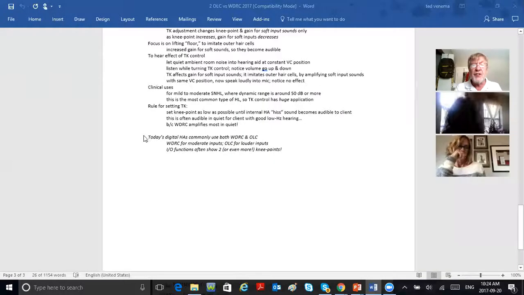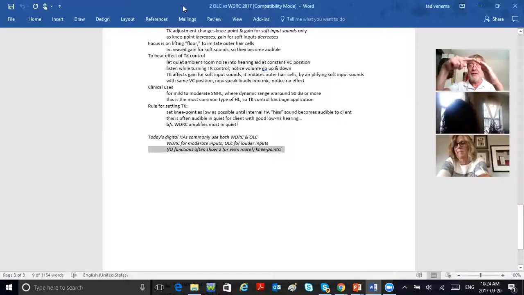But I'll stop here and go back to share screen just to highlight the writing there. Today's digital hearing aids commonly use both. Look at the last sentence. If you look at the input-output function on today's digital hearing aids, it's going to look like a barn roof. What do I mean by that? You're going to see 2 knee points. You're going to see linear gain, a knee point, and then a second knee point, and then output limiting. I'll show it to you.